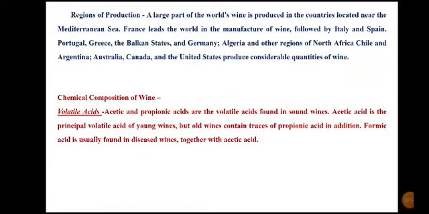The chemical composition of wine: it contains the principal components, volatile acids. These volatile acids are acetic acid and propionic acid, which are present in finished wine. Acetic acid is the principal volatile acid of young wines, but old wines contain traces of propionic acid in addition. Formic acid is usually found in diseased wines. That means formic acid is not good for the taste of wine. However, increased concentration of acid in wine leads to the spoilage of wine, and sometimes there may be presence of lactic acid in spoiled wine.